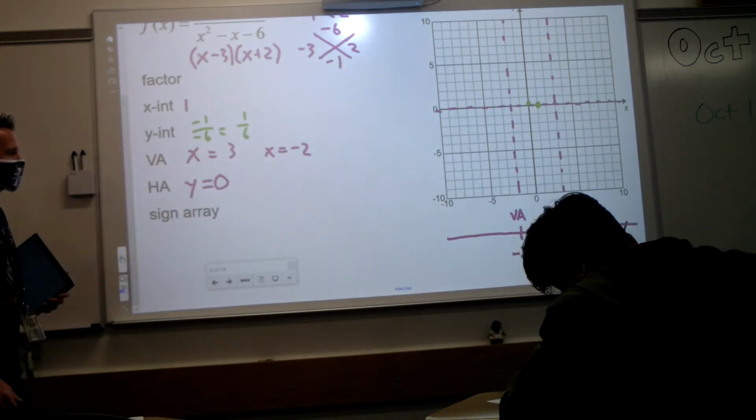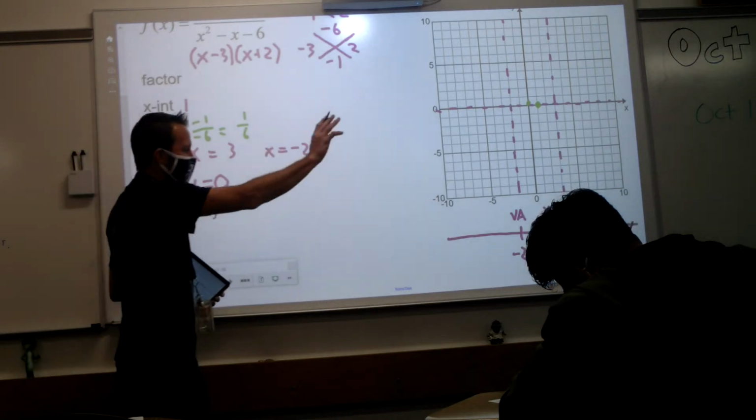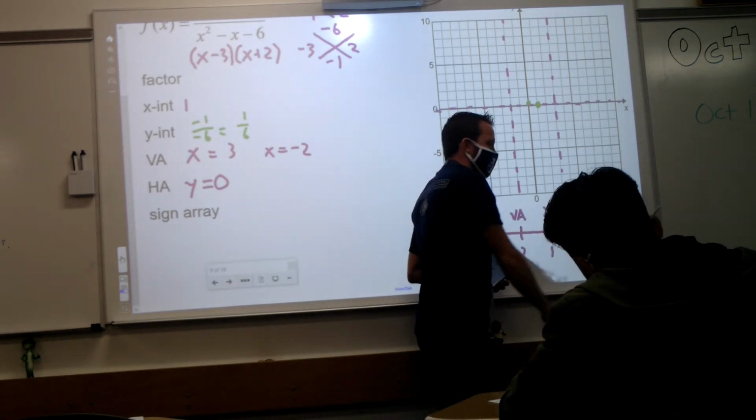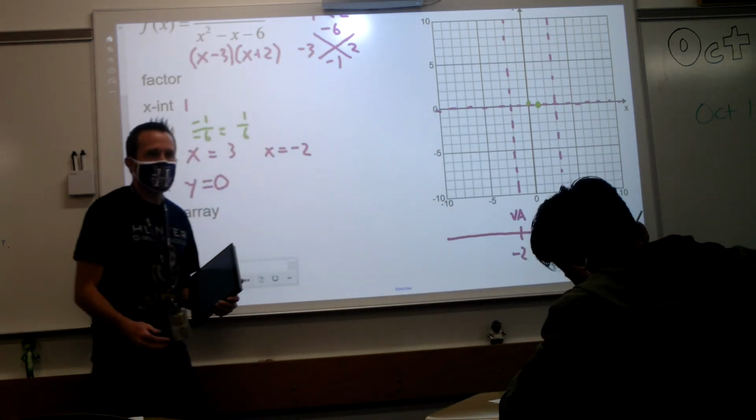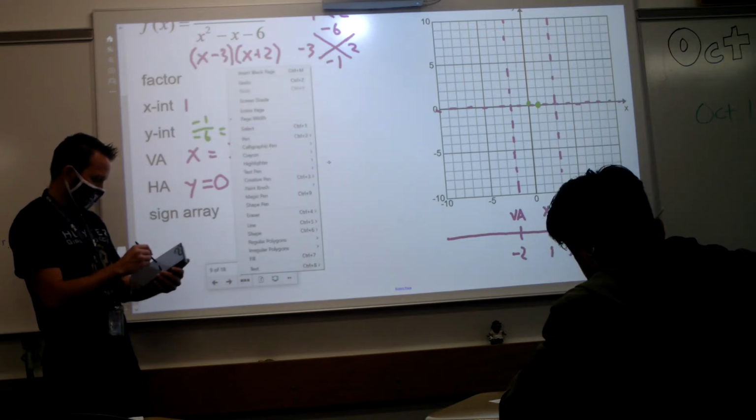Now, if I'm wanting to figure out whether it's positive or negative, all I'm going to do is plug in a point and figure out if it's positive or negative. So, let's start over here on the right side. What's a number that's bigger than 3? 4 is a great number. I could choose any number bigger than 3. That seems like the easiest one to work with.